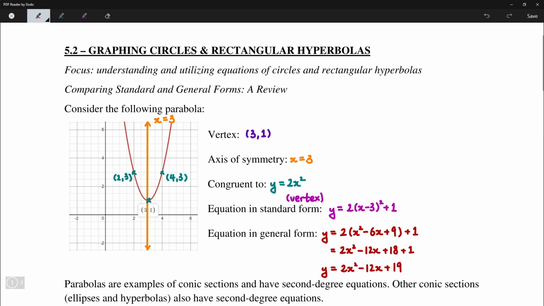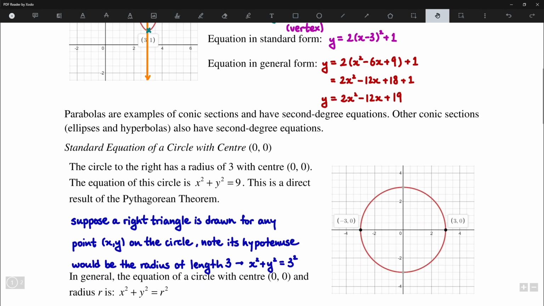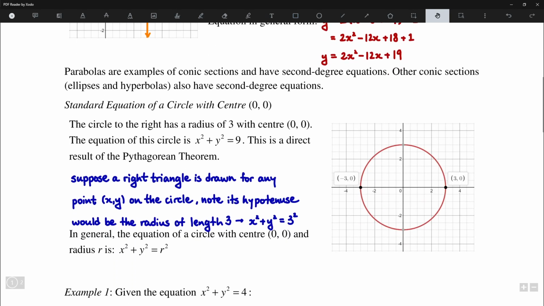Okay. So just a quick review, looking at a conic section that we are familiar with. The other conic sections, ellipses, circles, and hyperbolas also have second degree equations of some form. So the first one we're going to be looking at is the circle with center 0, 0 for today.